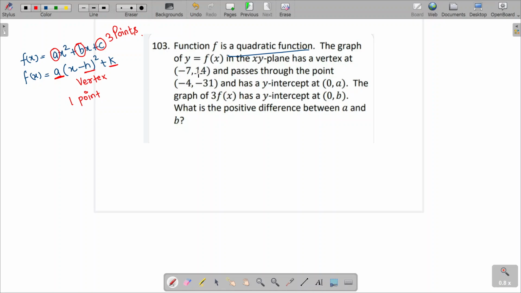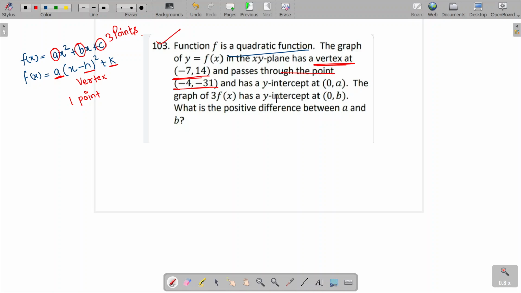Now let's see this question. Function f is a quadratic function. The graph of y equals f of x in the xy plane has a vertex. The vertex is given, which means it's in vertex form, right? The function is in vertex form and there is one point given, which is (-4, -31).